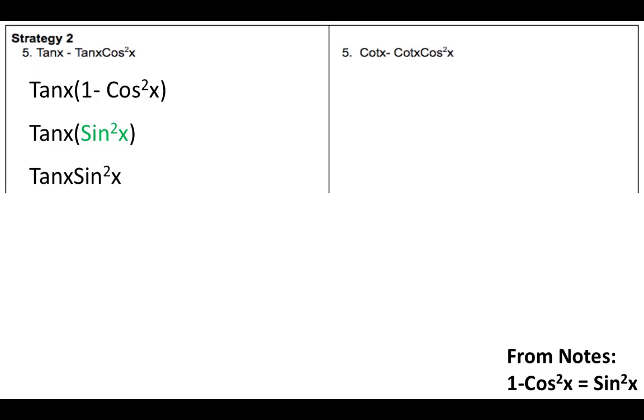So this strategy is again factoring and simplifying. I notice there's a tan x right here minus tan x cosine squared x. Because tan x is a common factor between these 2 terms, what I'm going to do is pull out tan x. What I'm left over with inside my parentheses is 1 minus cosine squared x. Well, if I look back at my notes, 1 minus cosine squared x is equivalent to sine squared x. So this right here is going to convert to sine squared x. Awesome, nothing else can cancel, so what I do is drop my parentheses and rewrite, and that's it.